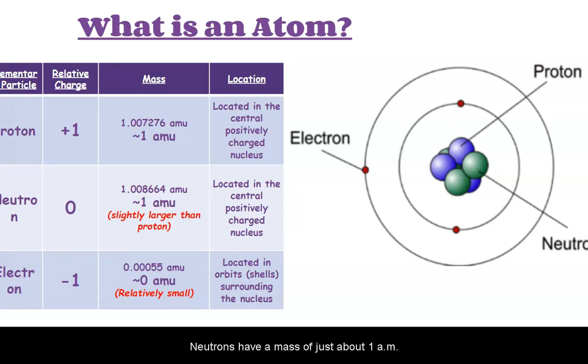Neutrons have a mass of just about 1 AMU as well, slightly larger than a proton, and they're also located in the nucleus. Electrons, on the other hand, have a relative charge of -1, but they're really, really tiny. They're 1/1840th of a proton, and they're located in the orbits or shells surrounding the nucleus. Electrons may not go into the nucleus.